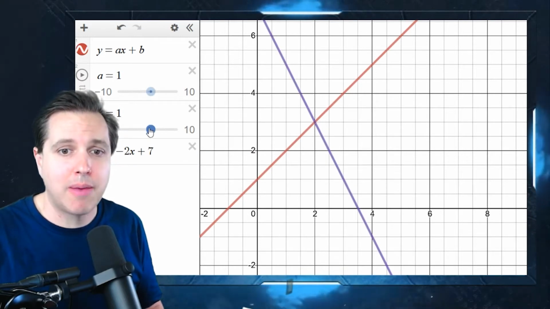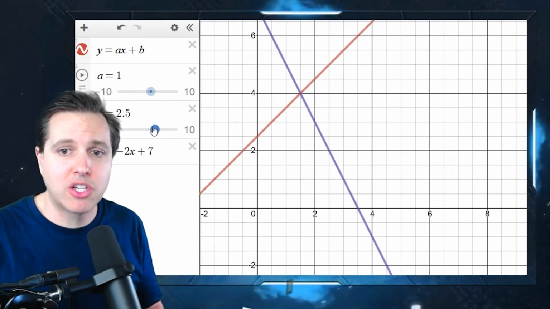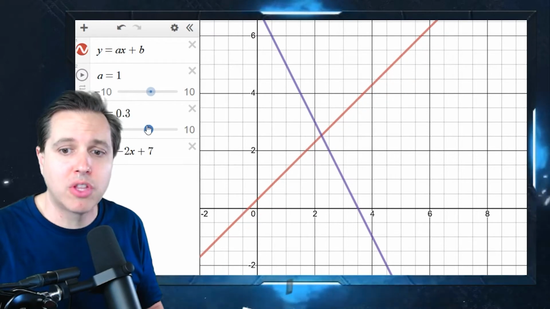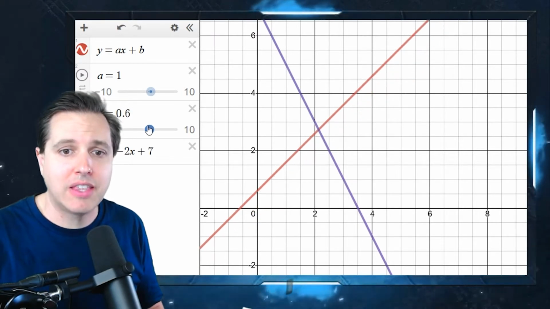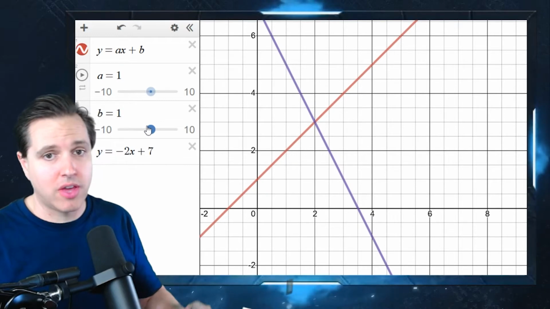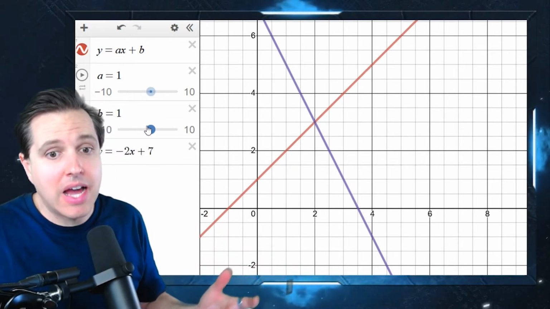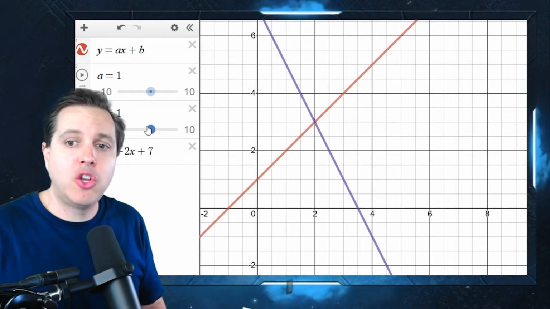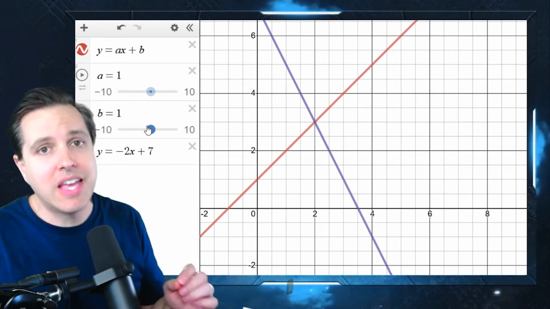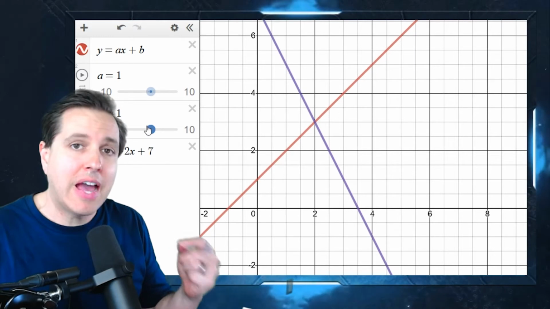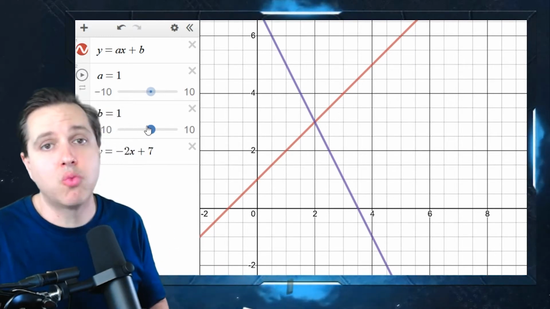And then the intercept. The y-intercept, we can change that, and it changes the location where the line crosses the y-axis, okay? So you want to make sure you remember how to do that. How to manipulate lines is going to be pretty important. And notice we have two lines here. This is the intersection of those two lines. That's going to play an important role in things as well.